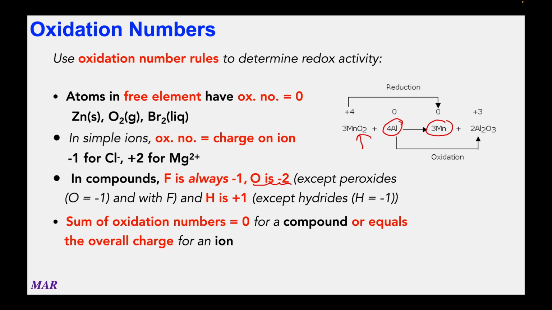And in aluminum oxide on the right, oxygen's usually -2 and there's 3 of them, so that's -6. The 2 aluminums have to balance it out. If each aluminum is +3, it'll balance it out, no problem. So that's a very fast way to look at oxidation numbers. It's mostly just about what the charges are in the species.